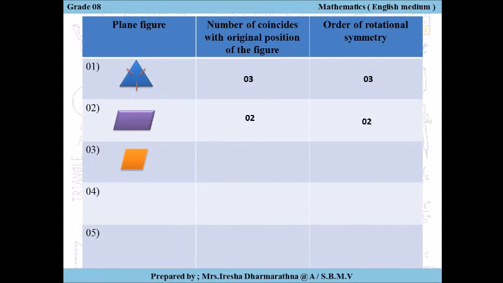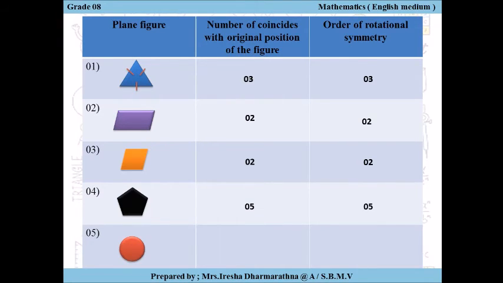The next figure is rhombus. The number of coincide with original position of this figure is 2. Order of rotational symmetry is 2. The next one is regular pentagon. The number of coincides with original position of this figure is 5. Order of rotational symmetry is 5.